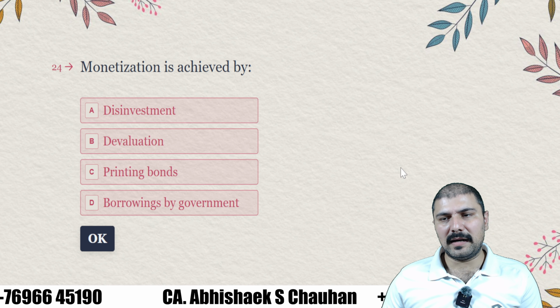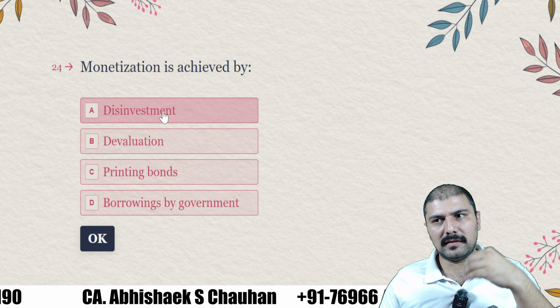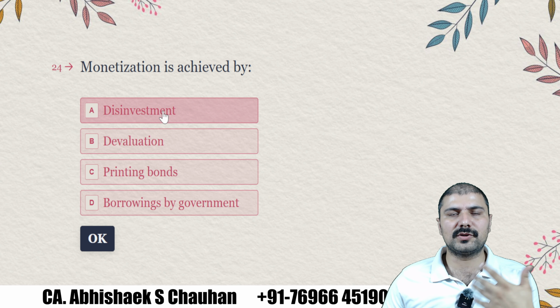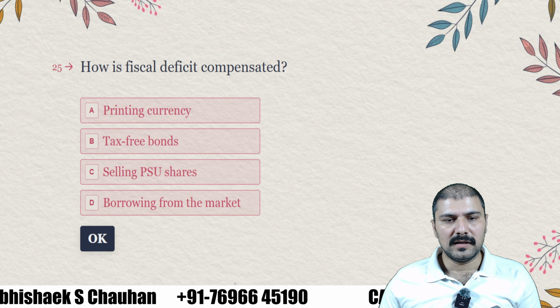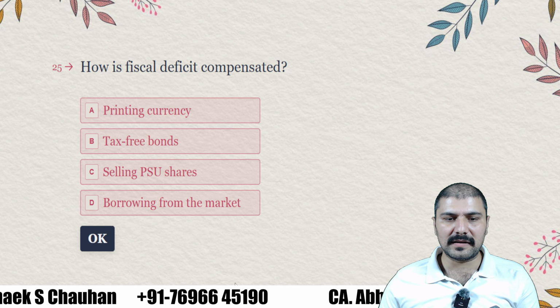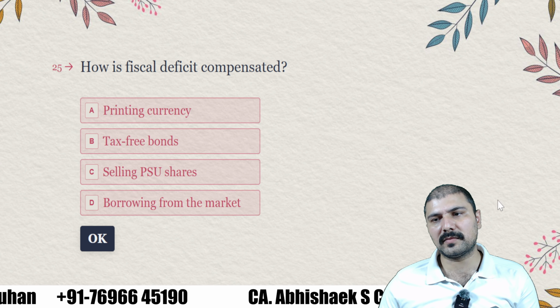Monetization is achieved by disinvestment. Monetization means that when the RBI is issuing the security or issuing the currency, that is called monetization over here, right? So disinvestment. How is fiscal deficit compensated? Printing currency, tax-free bond, selling PSU share, borrowing from the market.